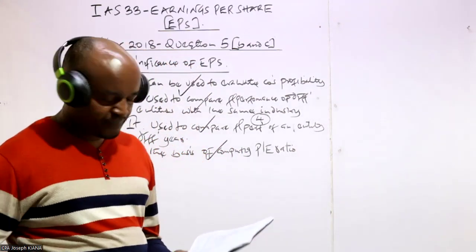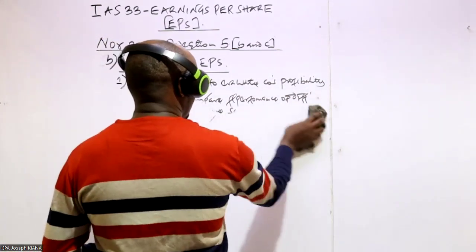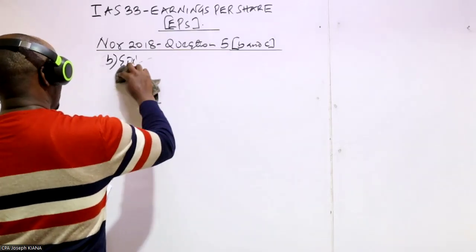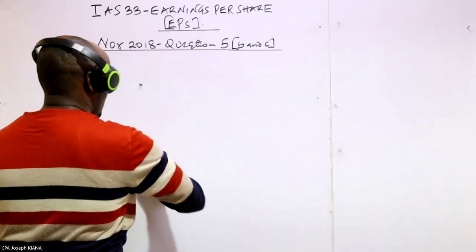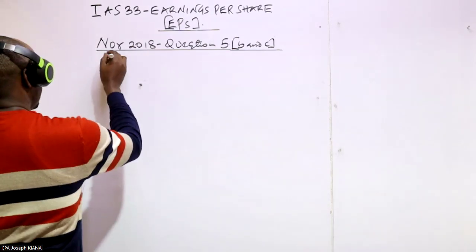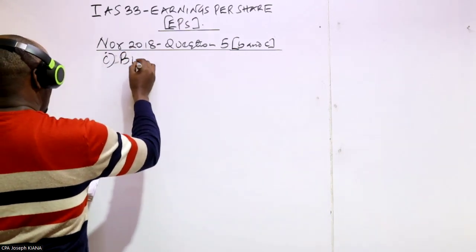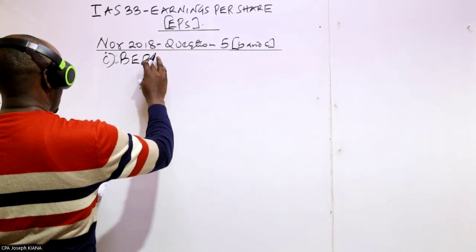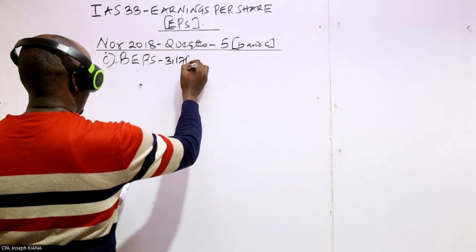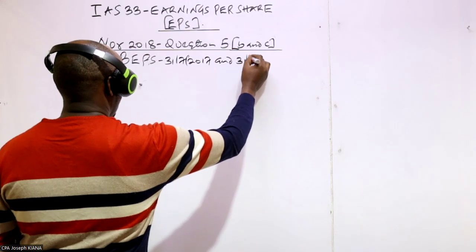So let's start with Roman 1 of that question, whereby the candidates were required to compute the basic earnings per share for 2 years. Basic earnings per share for the years which ended 31st of July 2017 and 31st of July 2018.